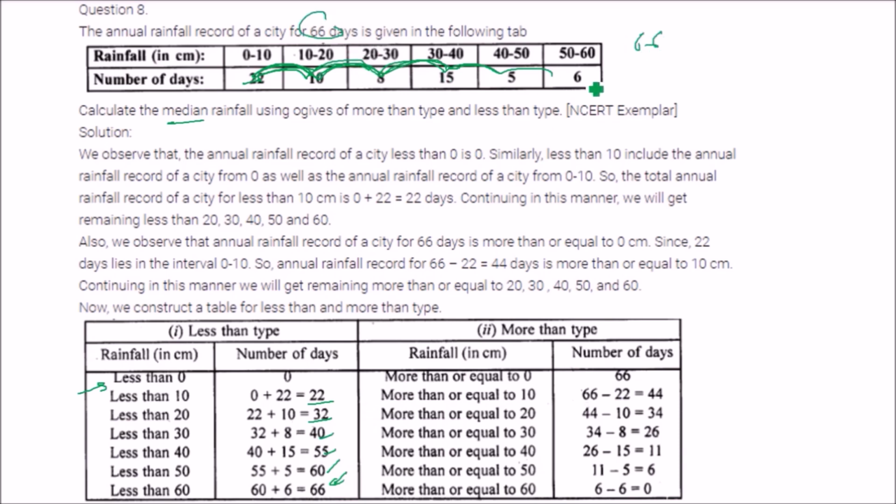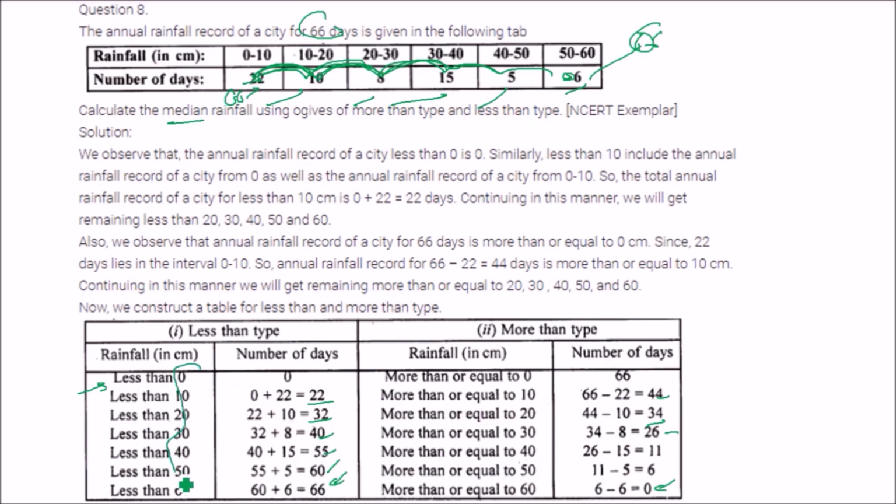But when we come to the more than type, we have to take the highest one, which is 66, and subtract these values. So 66 minus 22 is 44. Then 44 minus 10 is 34. And then 34 minus 8 is 26. And then 26 minus 15, we're going to get 11. And 11 minus 5 is 6, and 6 minus 6 is 0. Ultimately, you have to get a 0 here. So this is the more than type.